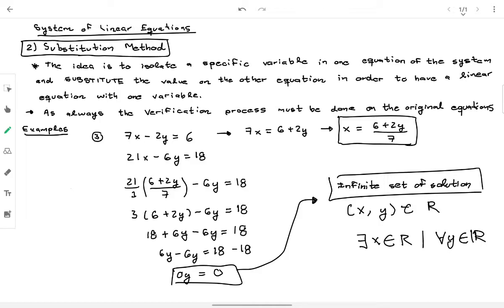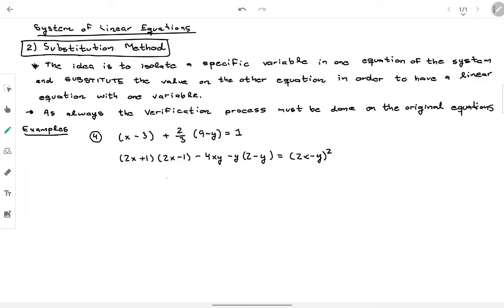Let's see one last example. So on this one, we have those equations. They look super difficult because we have x, y many times. So the idea is first to simplify our equations in order to have only x, y, and a number like the other ones. So let's see how to do it. On the first equation, in equation number 1, it's going to be x minus 3.